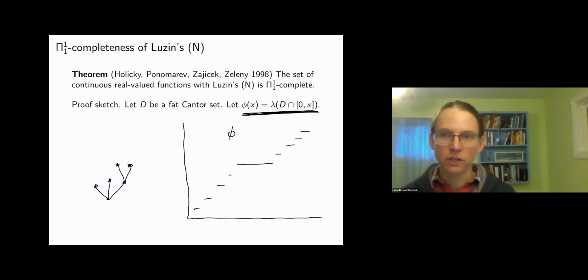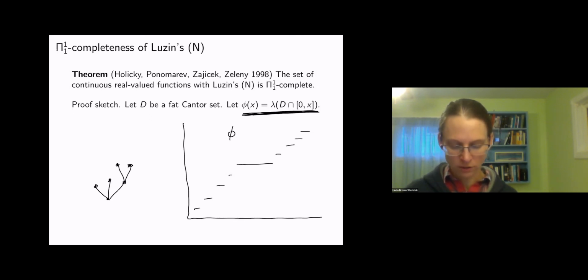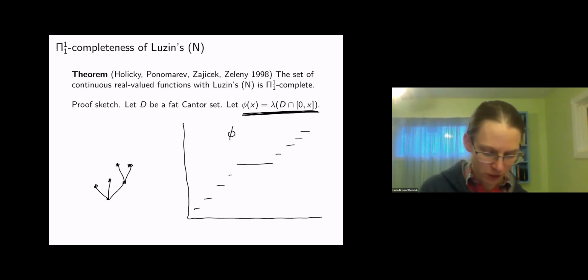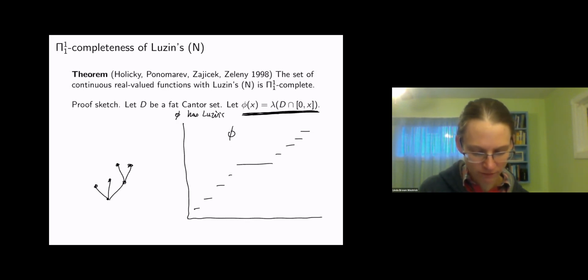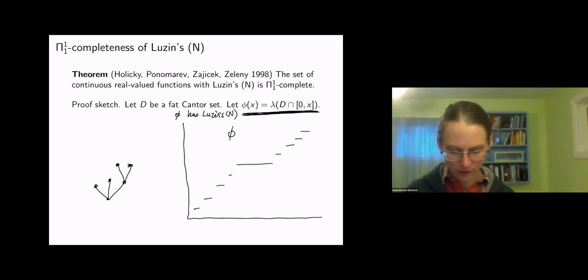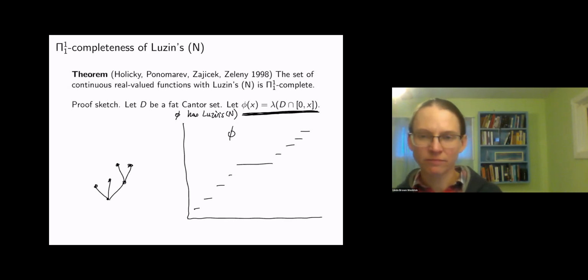But it's also different because, since D is a fat Cantor set, the set of points where this function actually increases has positive measure. So this building block function phi has Luzin's N. All right, so here's my phi.